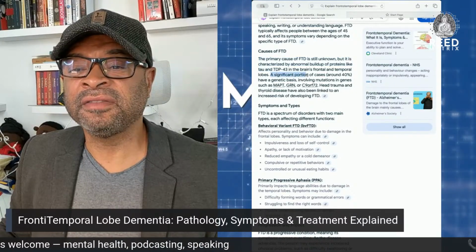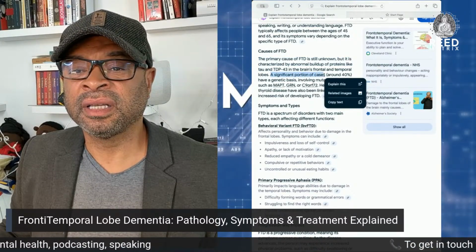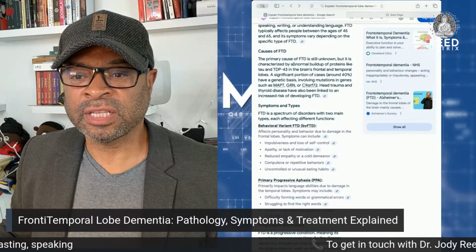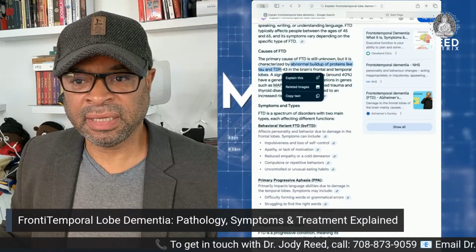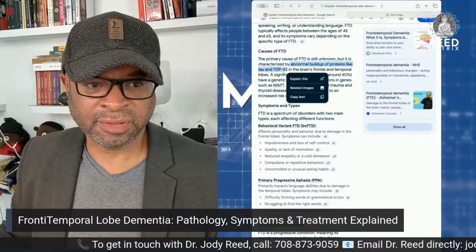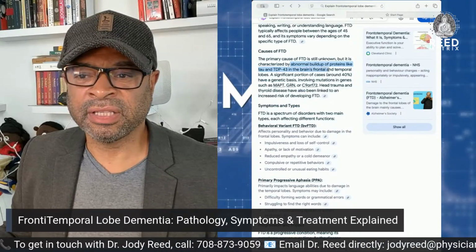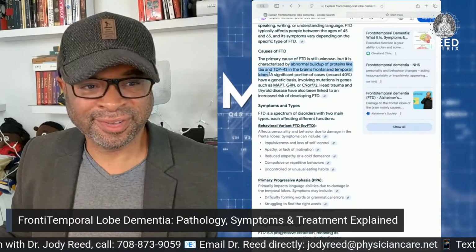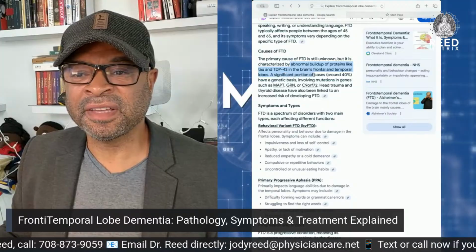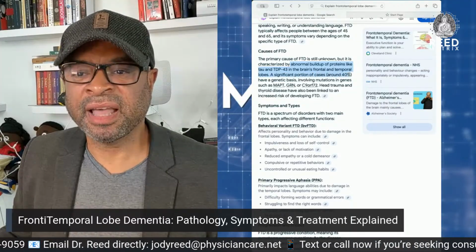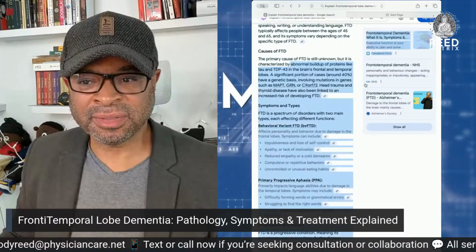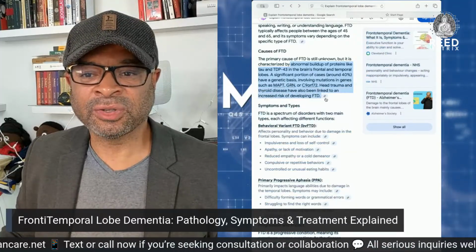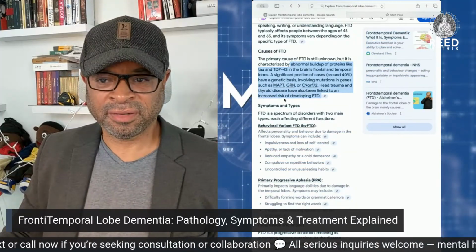A significant portion of cases, okay, yeah, characterized by abnormal buildup of proteins like tau and TDP-43. This is the first time I've heard of it in the brain's frontal and temporal lobes, right? A significant portion of cases, 40%, have a genetic basis involving mutations in these genes. Head trauma and thyroid disease are also linked to the disease.